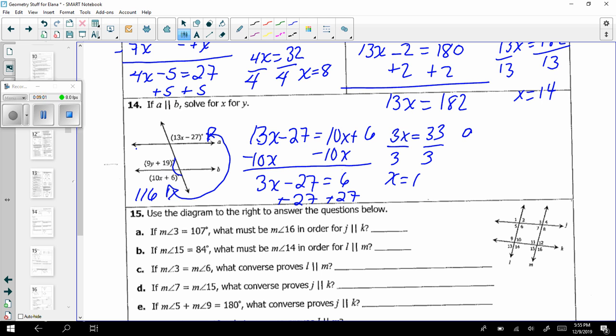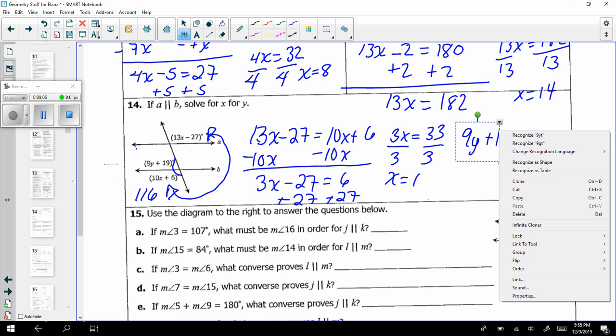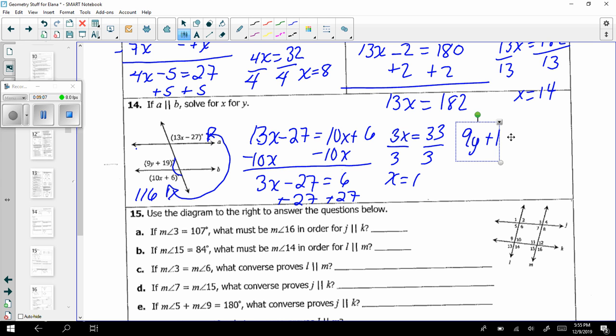So I set 9y plus 19, and I set that equal to 64. Okay, so I subtract 19, and I get 9y is equal to 45, and I divide by 9, so y is equal to 5.